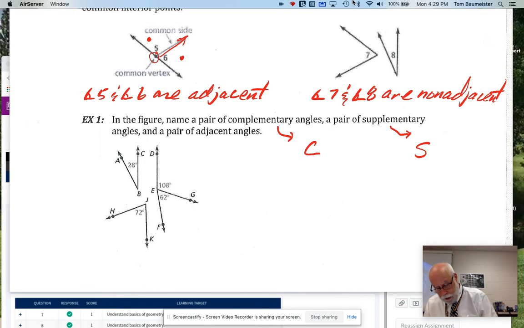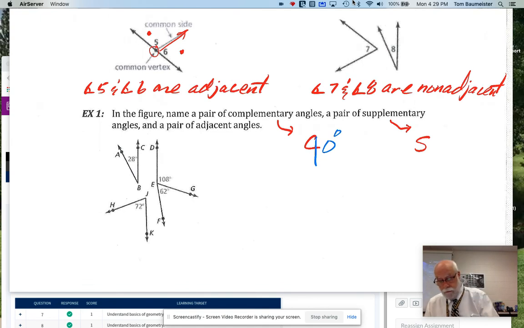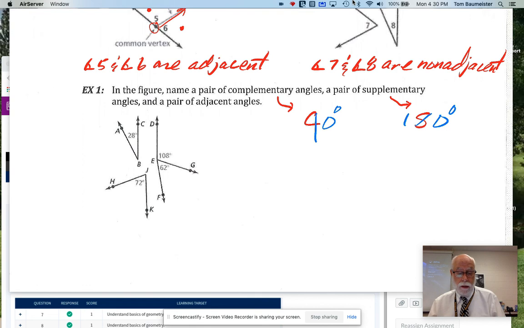If you think about it, the C in complementary becomes a 9, or 90 degrees. And for the supplementary, we know it's 180 degrees, and I can make that S an 8. So that's a little mnemonic for you to remember the difference between complementary and supplementary. Okay? So let's look at our complementary angles.